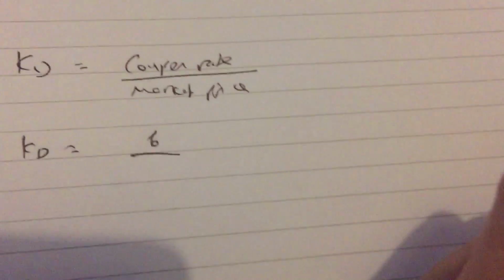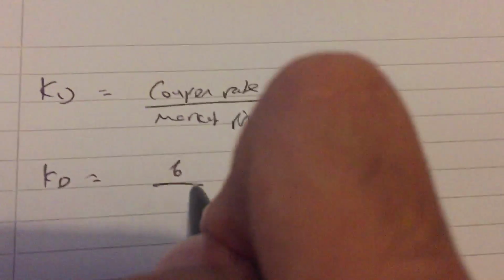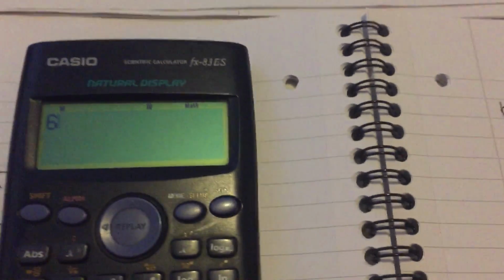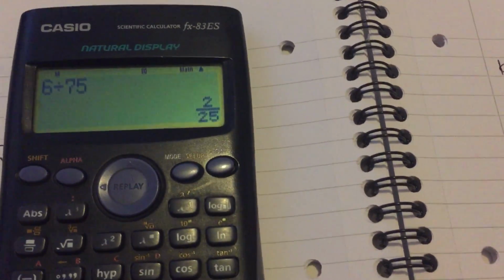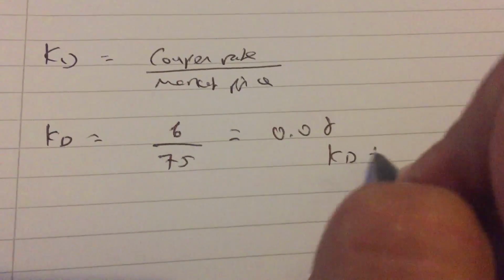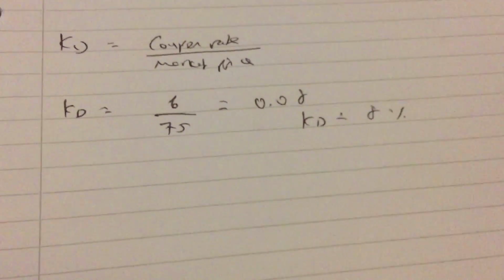So cost of debt is 6, which is the coupon amount, 6 pence, divided by 75 pence, equals no tax. If there was tax, we'd multiply it by 1 minus tax, but there's no tax. 6 divided by 75 equals 0.08, so that means that the cost of debt equals 8%.